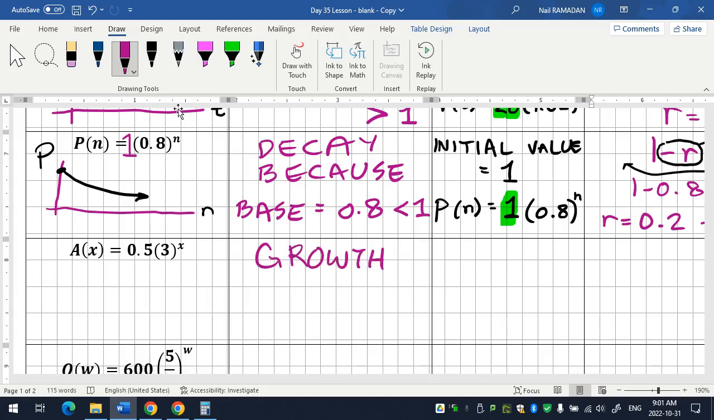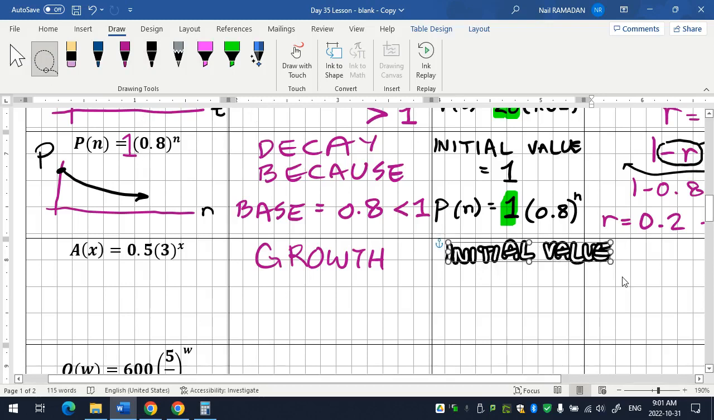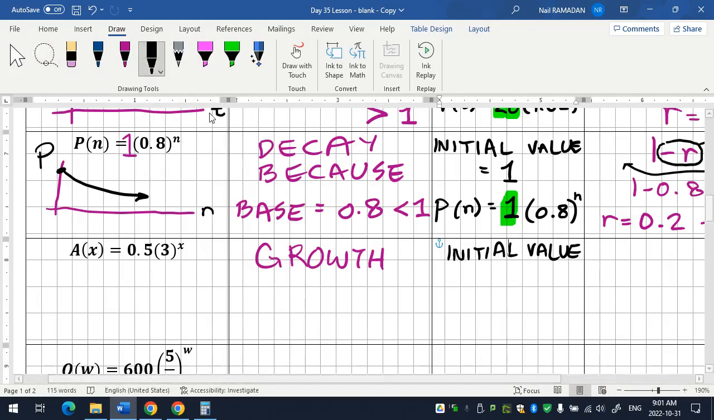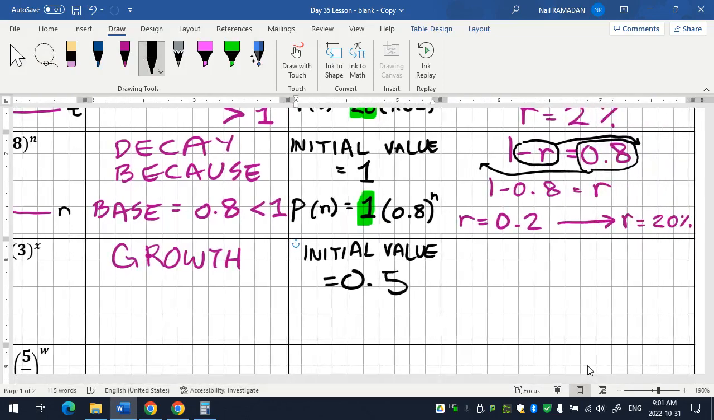Okay, what's your initial value? There's only one other number. 0.5. Okay, we said this is growth. So is it going to be plus or minus? Growth is always positive. Growth is always plus. So you say 1 plus r equals how much? What was the base? 3.